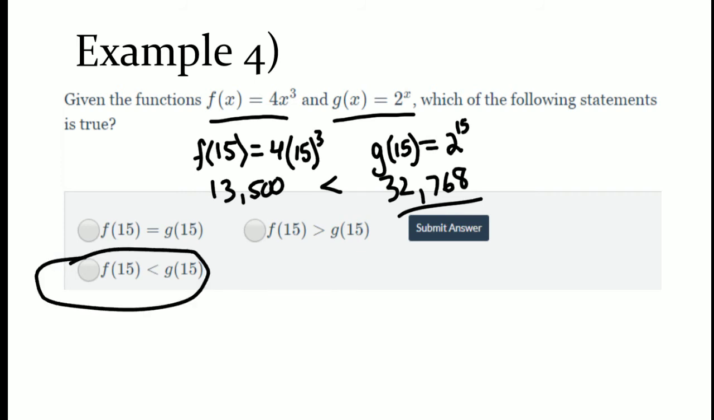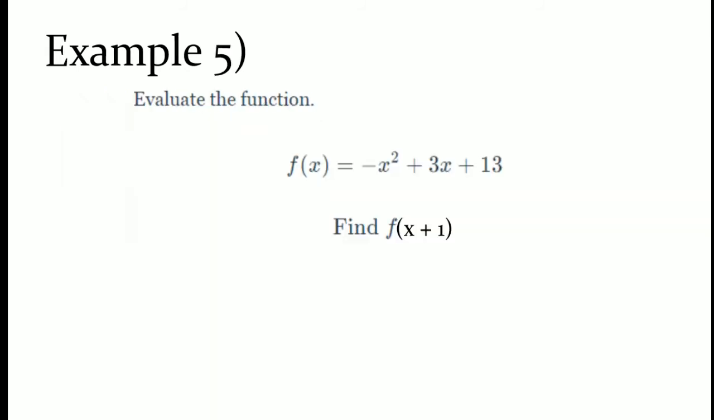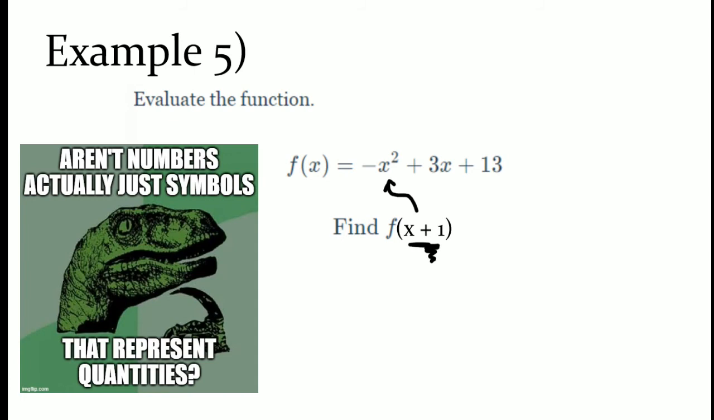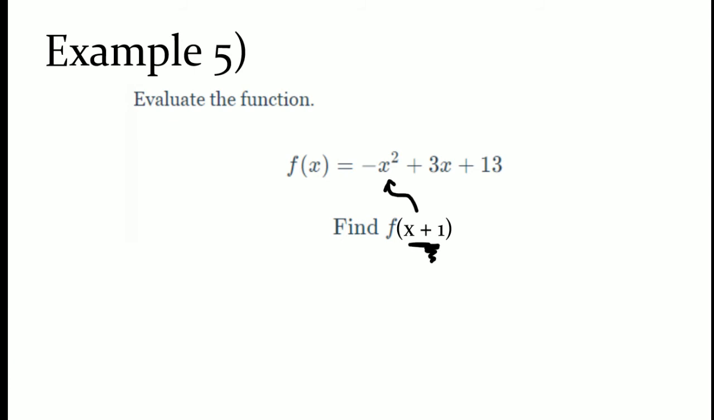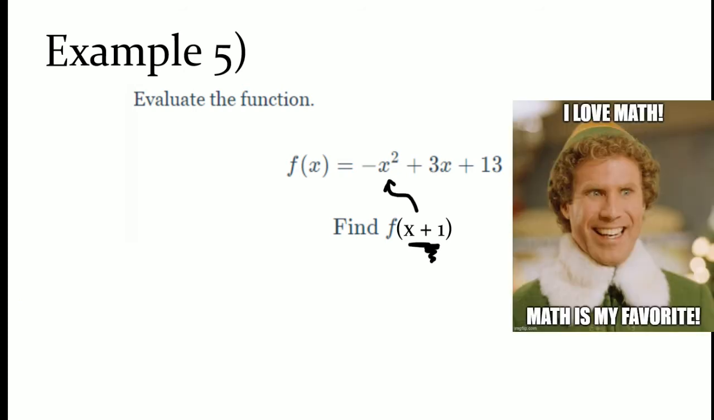All right. Example 5. Evaluate the function f of x equals negative x squared plus 3x plus 13. Remember when I said whatever's in the parentheses, that's what we're going to substitute in for x? Well, it doesn't change if we have an expression in the parentheses. The rules are all still the same, even though we're dealing with letters versus numbers. And honestly, what are numbers anyway, rather than just symbols that represent values? That's exactly what variables are. So why would the rules be different? They're not. It all works. I love math.